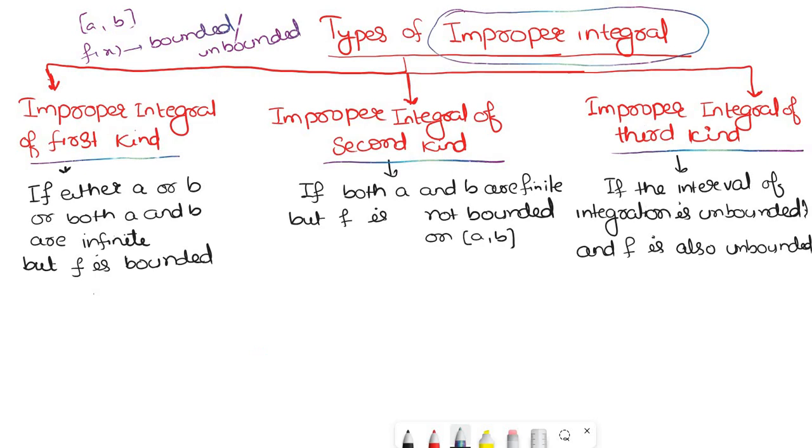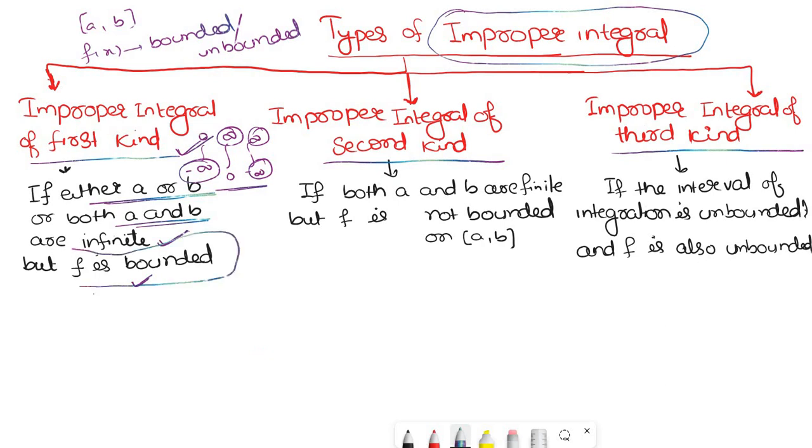So let us see what is the improper integral of first kind. In the improper integral of the first kind, either of a or b, or both a and b, are infinite. Here we can consider infinity to 0, minus infinity to 0, 0 to infinity, or minus infinity to infinity. So either of the limits a or b, or both, are infinite, but f should be bounded. In this case f cannot be unbounded. f should be bounded, but either of a or b, or both, are infinite.